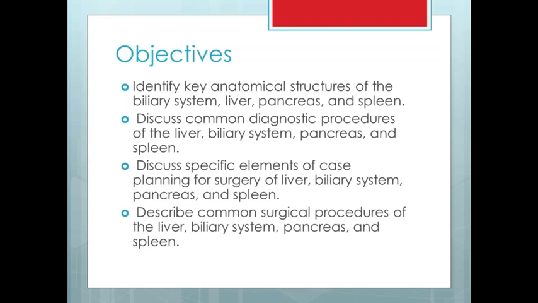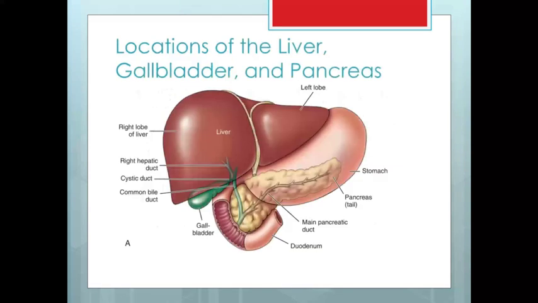The objectives are to identify the biliary system, liver, pancreas, and spleen, and discuss common diagnostic procedures of the liver, biliary system, pancreas, and spleen. The liver, gallbladder, spleen, and pancreas are situated in the mid-abdominal cavity.